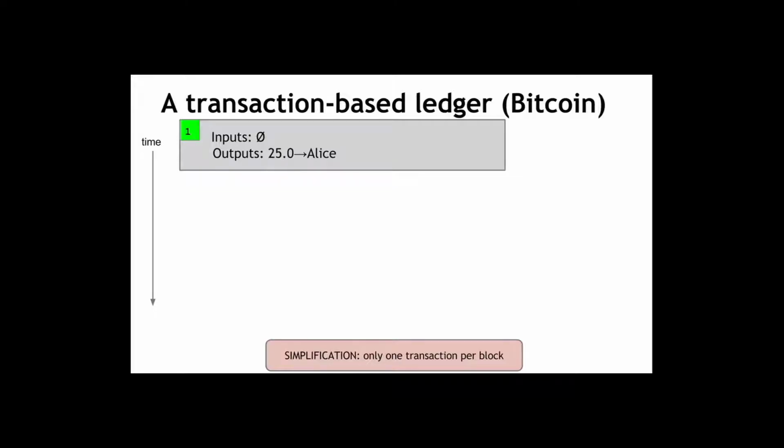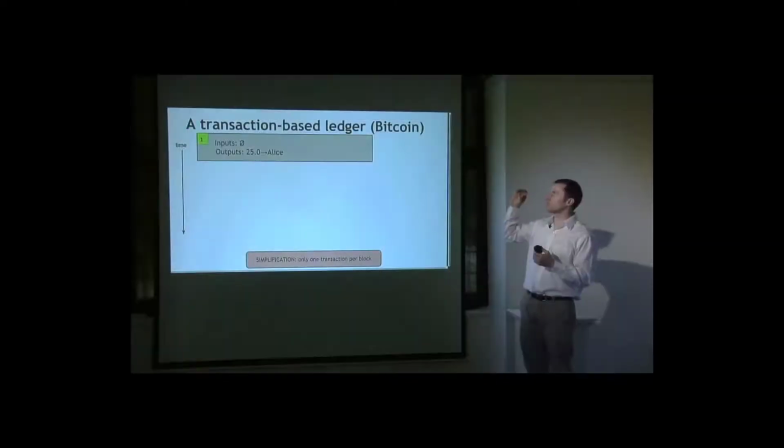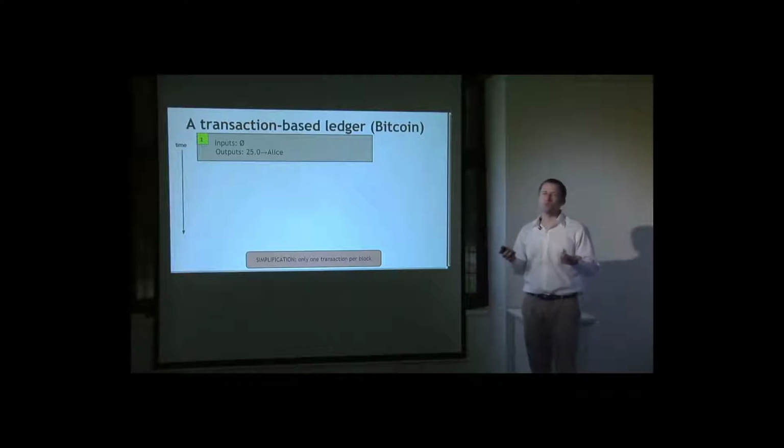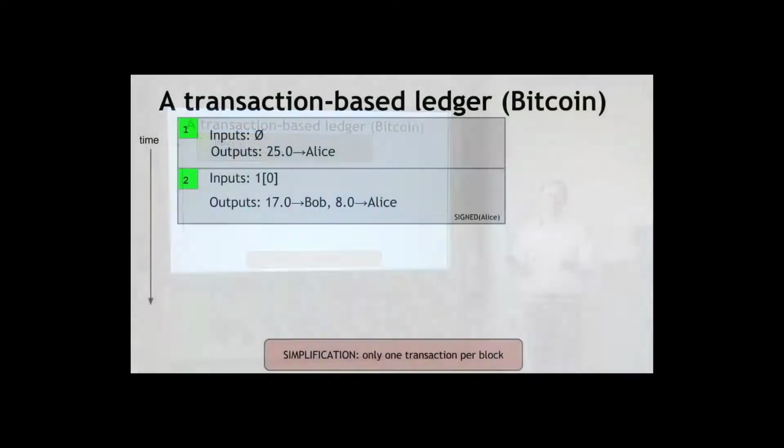So now transactions explicitly specify a number of inputs and a number of outputs. And transactions also each have a unique identifier. So we'll start with transaction 1, which has no inputs, because this is new currency being created, and an output of 25 coins going to Alice. And again, since this is a transaction where new coins are being created, there's no signature required here.